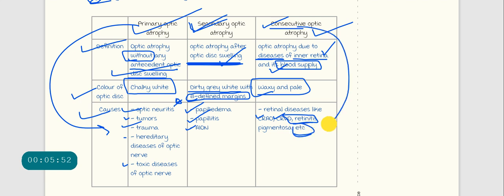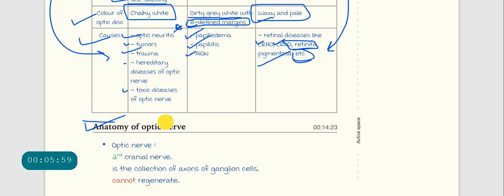We are just giving a name of someone. So beginning with the anatomy of the optic nerve, then we'll go to the causes which we studied. Okay, then we'll go to the causes. So anatomy of the optic nerve, very simple, as we discussed in earlier videos also.